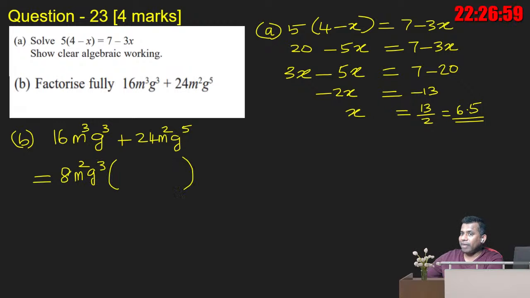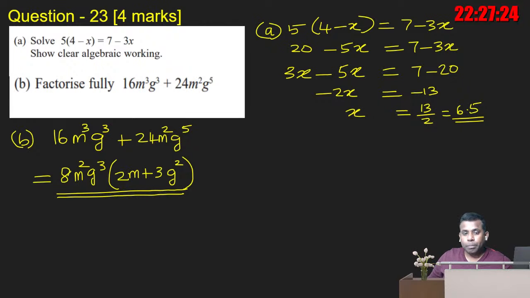So what is left over? 8 times 2 is 16. M squared is out, so 1 of the m. G cubed is out, plus 8 times 3 is 24. M squared out, g cubed out, and g squared is the inside answer. So it is always good to check the answer by multiplying back again and making sure you get the answer, right? So that is the answer for question number 23.